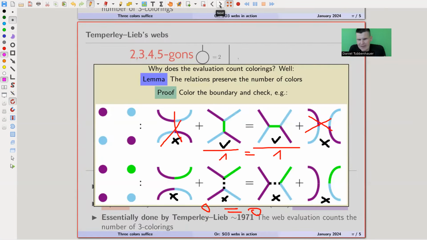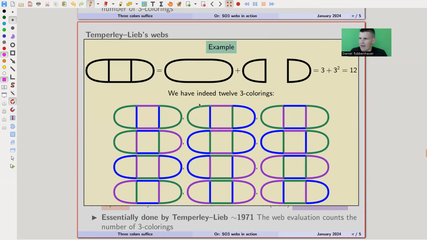Again, a really brilliant idea, and a really simple proof. I've just checked that the number of colorings is preserved. And here I give you an example.